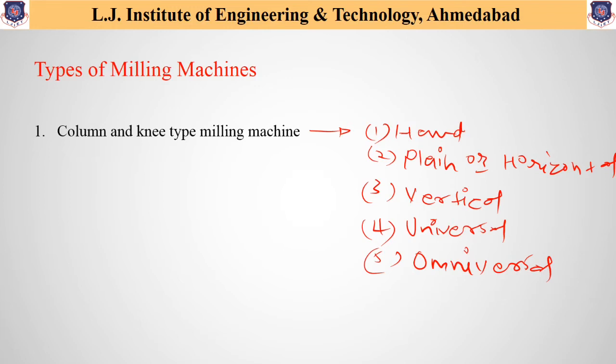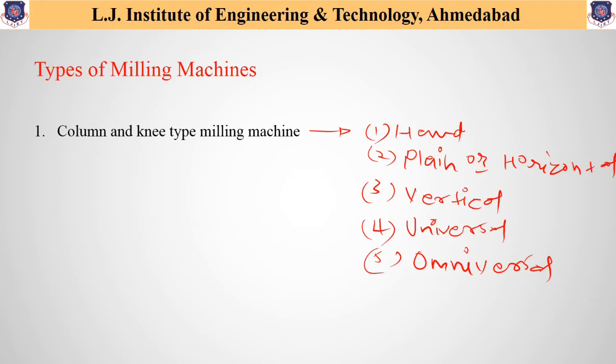I am listing the names of all these machineries because the names of these machineries are important, and what is the difference between these machineries, we will discuss in our further lectures in detail. So keep all these words in mind, which will be helpful in further lectures. So this is the basic classification of the first machine, that is the column and knee type milling machine.